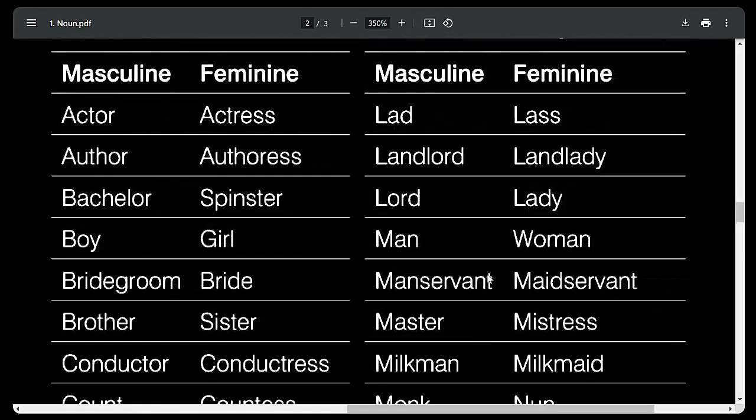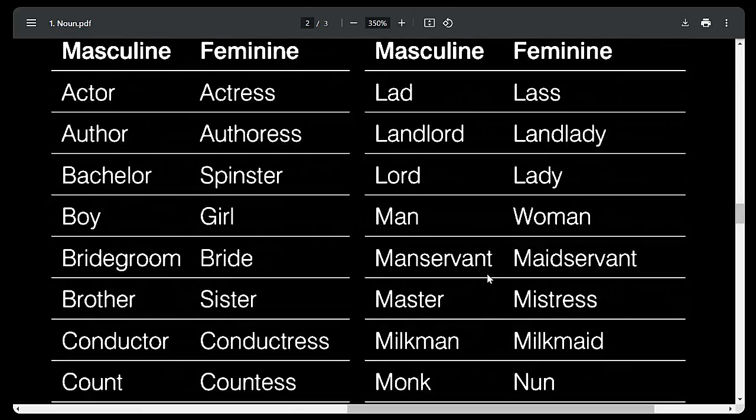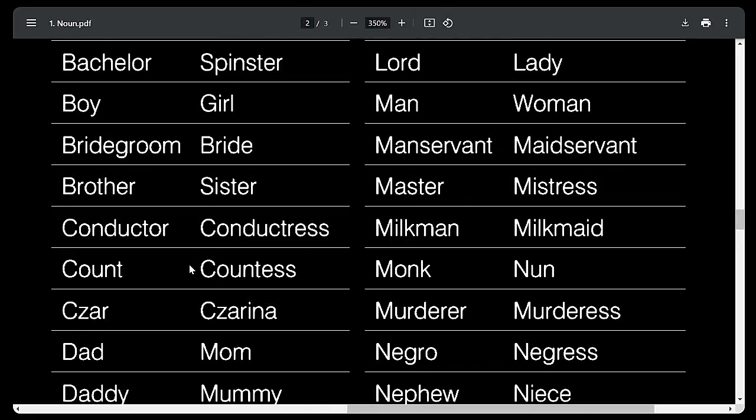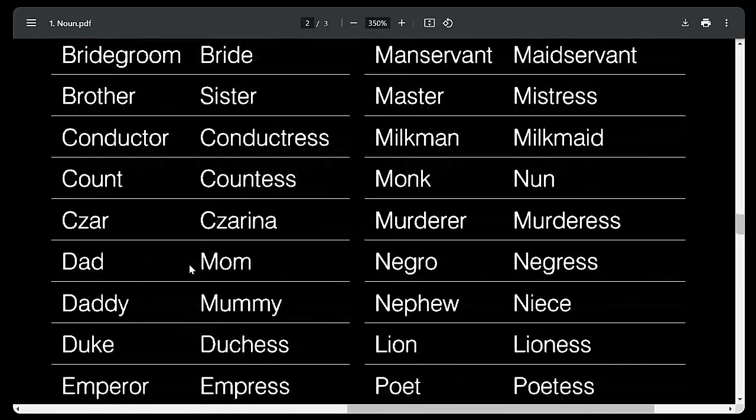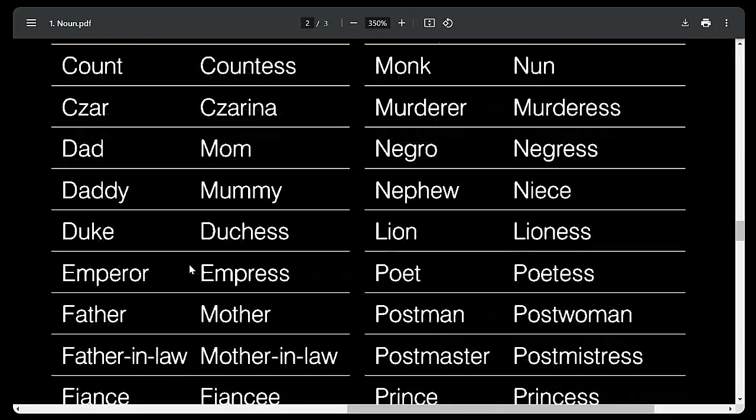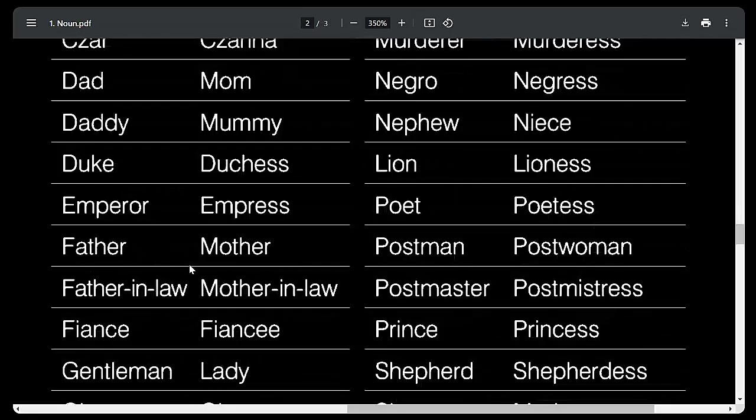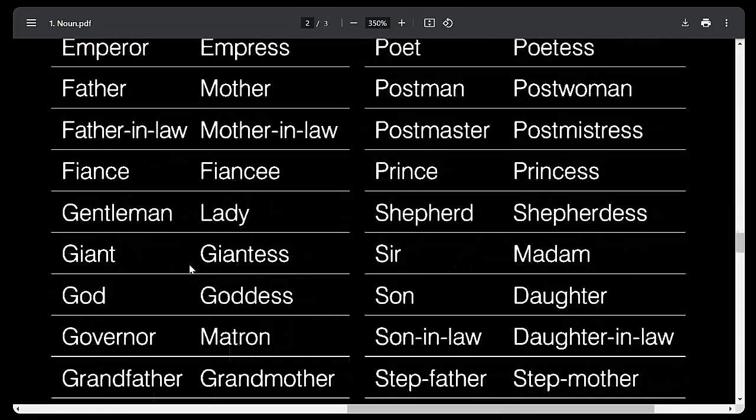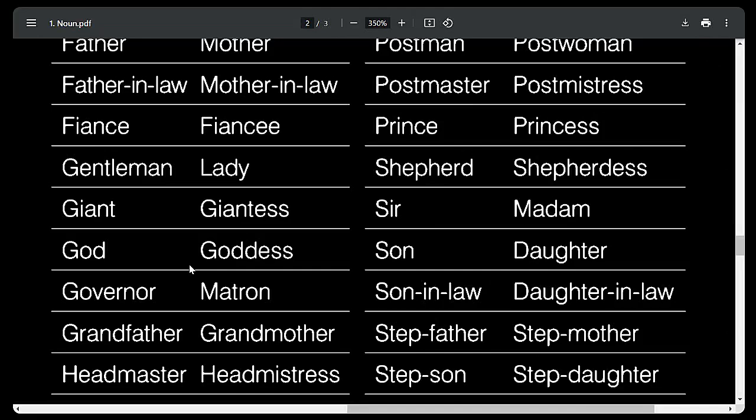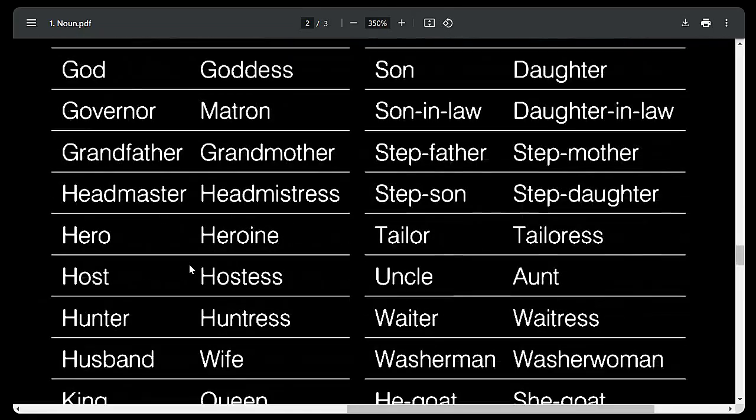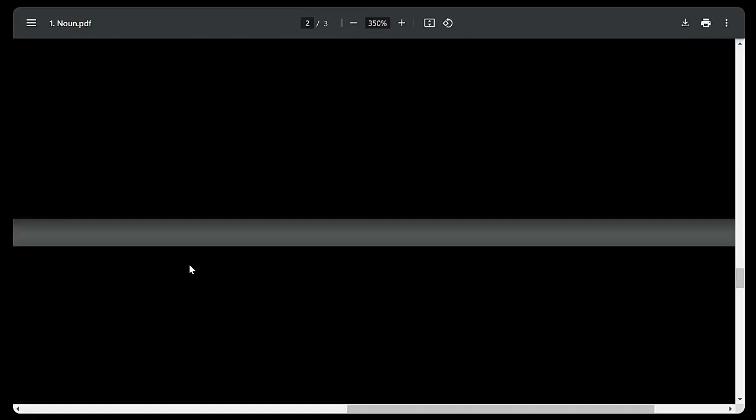Second column: lad, lass, landlord, landlady, lord, lady, man, woman, manservant, maidservant, master, mistress, milkman, milkmaid, monk, nun, murderer, murderess, negro, negress, nephew, niece, lion, lioness, poet, poetess, postman, postwoman, postmaster, postmistress, prince, princess, shepherd, shepherdess, sir, madam, son, daughter, son-in-law, daughter-in-law, stepfather, stepmother, stepson, stepdaughter, tailor, tailoress, uncle, aunt, waiter, waitress, washerman, washerwoman, he goat, she goat.